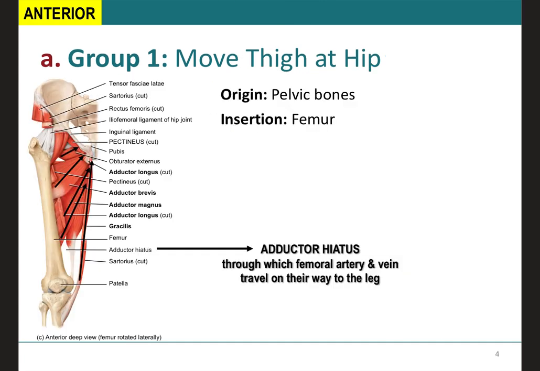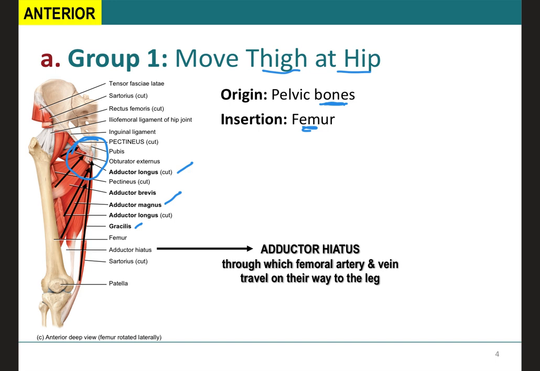Then we move on to what we call the adductors. These also move the thigh at the hip, and they do adduction, meaning they bring the thigh closer to the midline. Because they move the thigh at the hip, they originate on the pelvic bones and insert on the femur. The adductors you need to know are the adductor longus, the adductor magnus, and the gracilis. So these are all adductors, and once they contract, they bring the thigh closer to the midline.